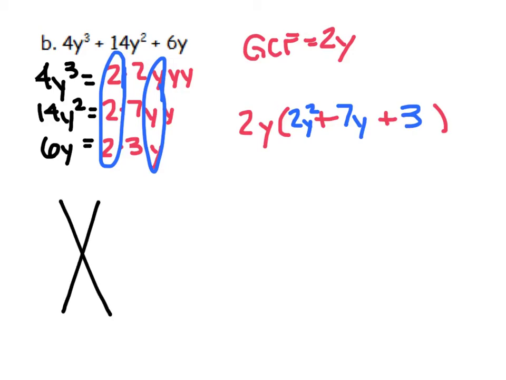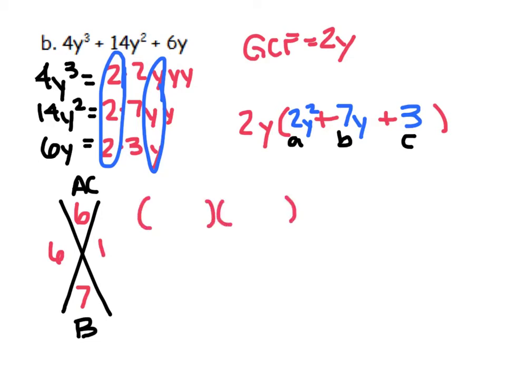Alright, I'm going to draw my little X, but I need to label A, B, and C. Remember, on top goes A times C, add up to B. A times C, 2 times 3 gives us 6, and then our B is 7. Two numbers, multiply to 6, add to 7. I think it's 6 times 1, yes. So now let's write our parentheses. Pay attention, what letter is this? It is a Y. And it'll be y plus 6, y plus 1.